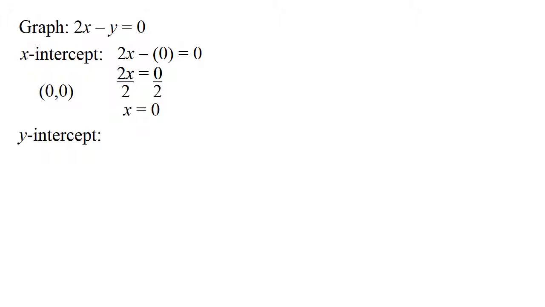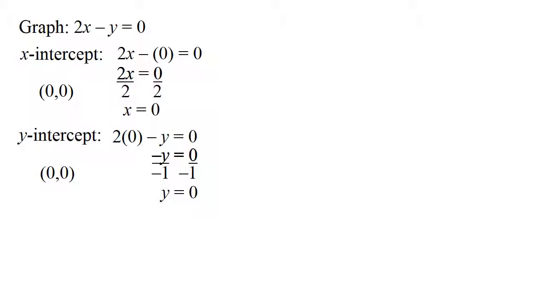To find the y-intercept, we're going to make x 0. So 2 times 0 minus y equals 0. Let's figure out what y is. 2 times 0 is just 0, so that's negative y equals 0. Divide both sides by negative 1 to get rid of the negative sign, and you get y equals 0. So when we make x 0, y is 0.